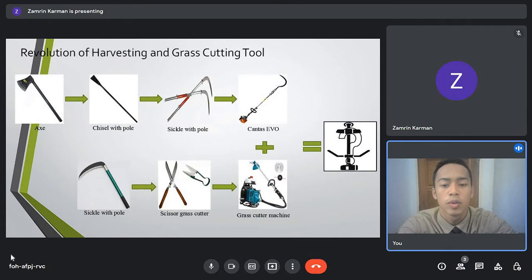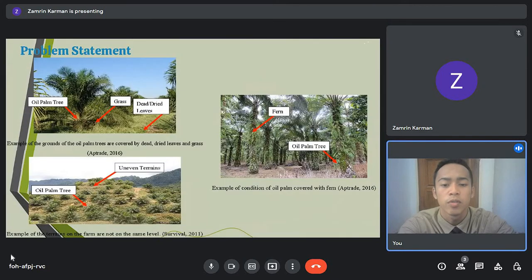This is the picture of the evolution of harvesting and grass cutting tools. As you can see, there is no 2-in-1 multiple tool that involves harvesting and grass cutting in one machine. The problem the farmer faces when harvesting their own palm oil orchard is, firstly, that the ground of the oil palm tree is covered with dead and dry leaves and grass. This makes harvesting difficult, as the farmer needs to cut the grass first before harvesting the palm oil fruit to avoid overlooking fruit while collecting it.